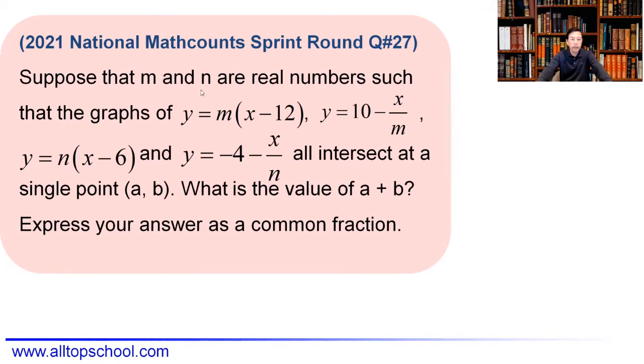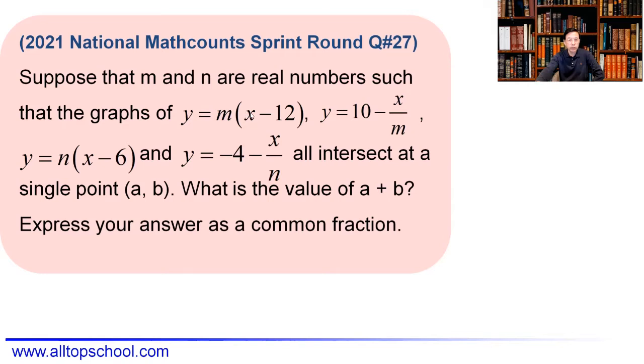Suppose that m and n are real numbers such that the graphs of y equals m times (x minus 12), y equals 10 minus x over m, y equals n times (x minus 6), and y equals negative 4 minus x over n all intersect at a single point (a, b). What is the value of a plus b? Basically, we try to find the intersection point for all of these four lines.